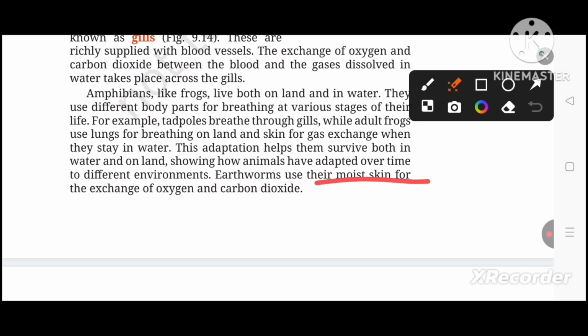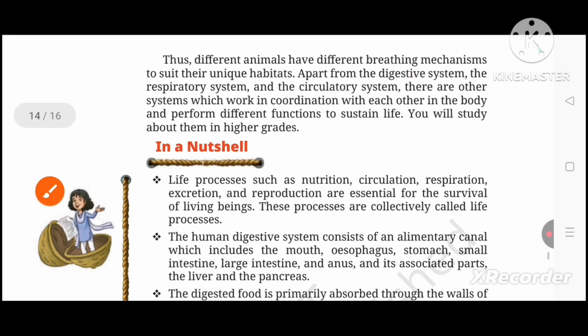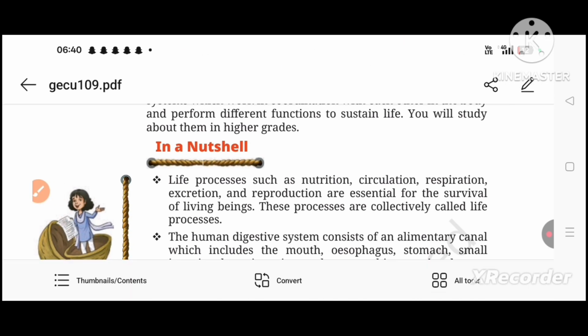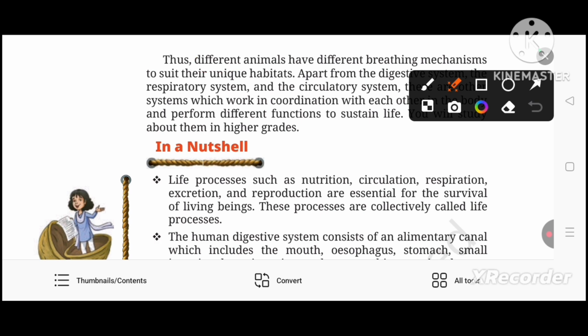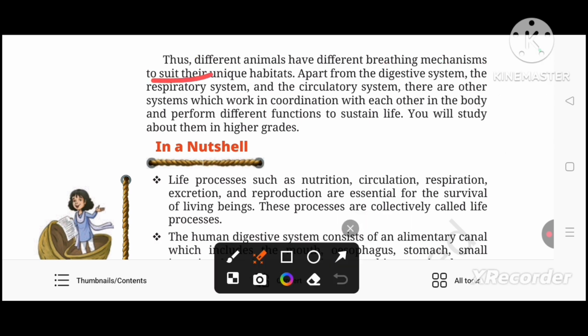Earthworms use moist skin for the exchange of oxygen and carbon dioxide. Thus, different animals have different breathing mechanisms to suit their unique habitats.